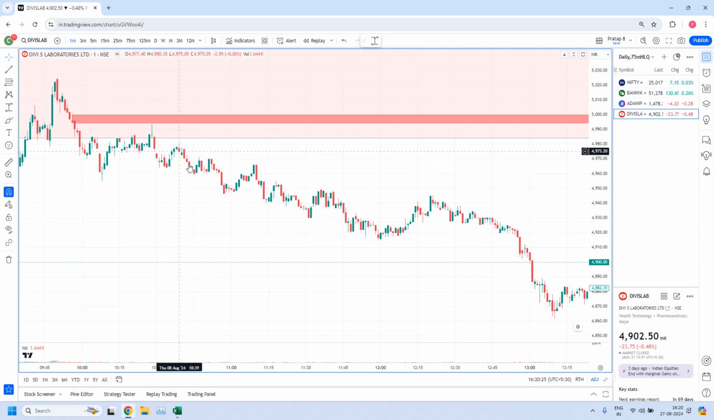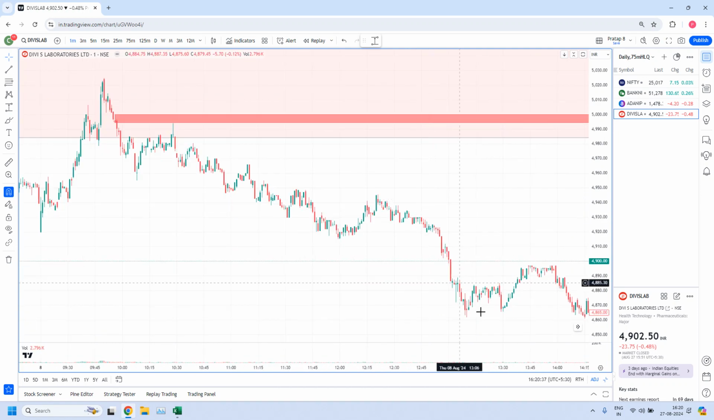You have to understand it is making lower lows. Lower low, lower low, lower low, lower low. This is again lower low up to here. This is also lower low. Further it came down.